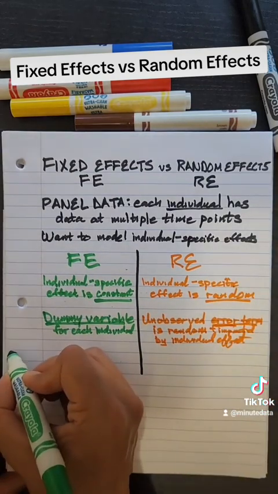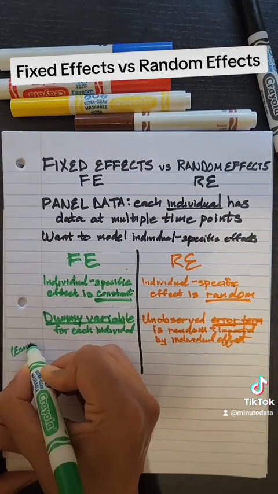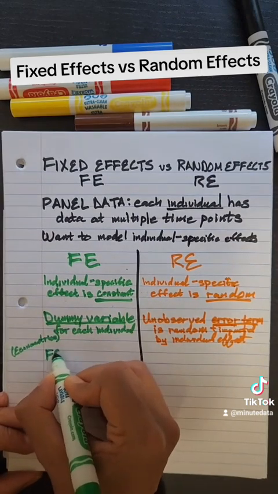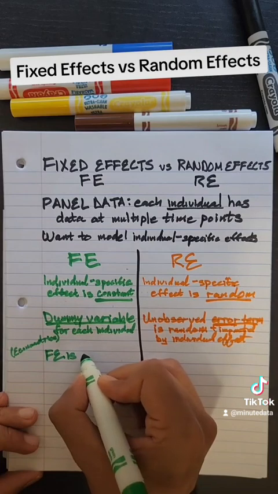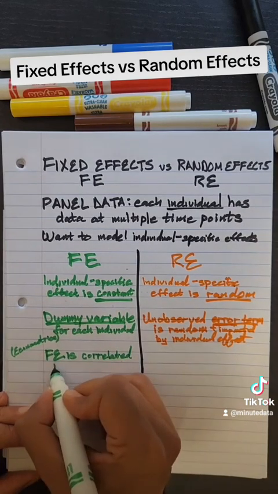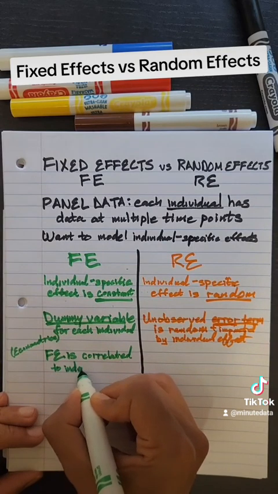And then lastly, if you're coming from econometrics like me, another difference they highlight is the fixed effect is correlated to independent variables. That is your other predictors.